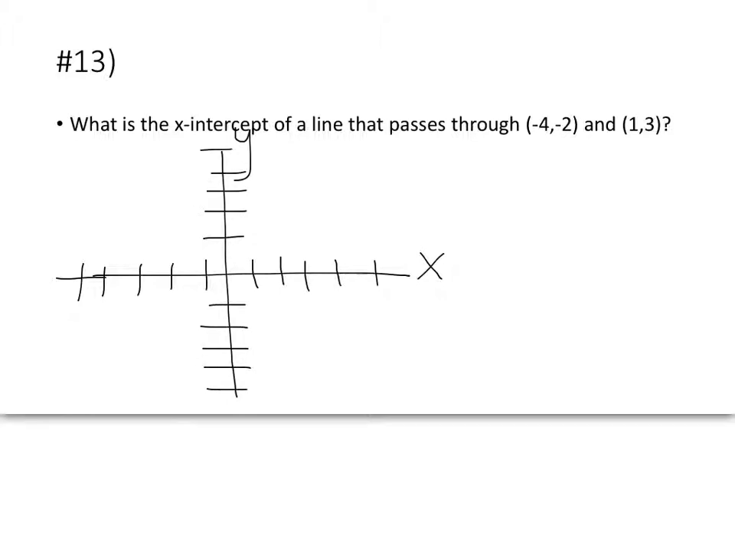Okay, and then plot your points. Negative 4, negative 2 is right here. And then 1, 3 is right here. Okay, now you're going to go ahead and connect your lines. Now, you can also check your slope by using the slope formula.